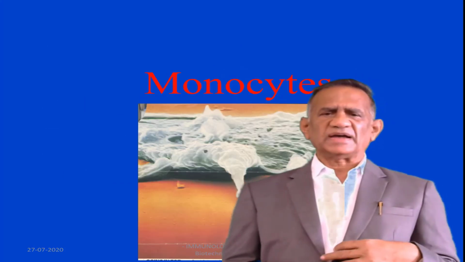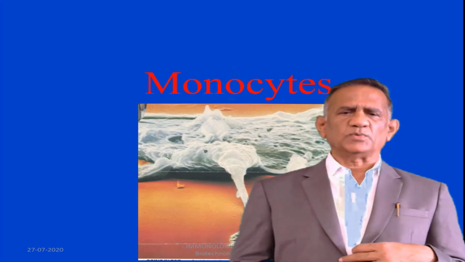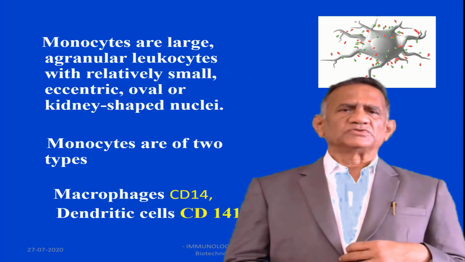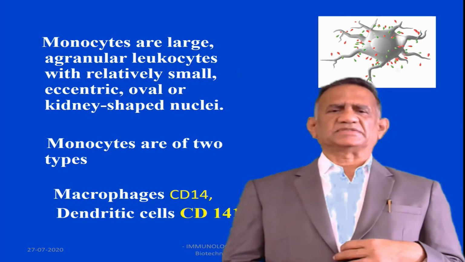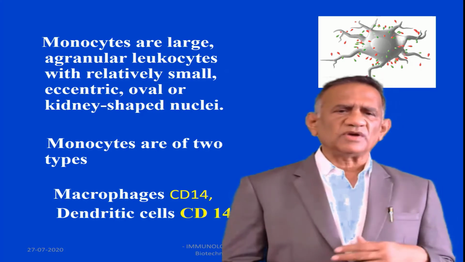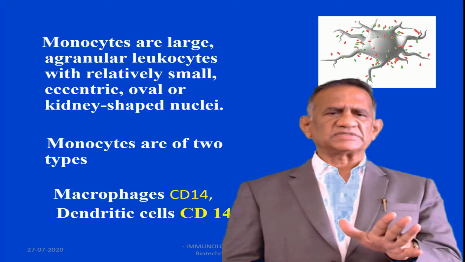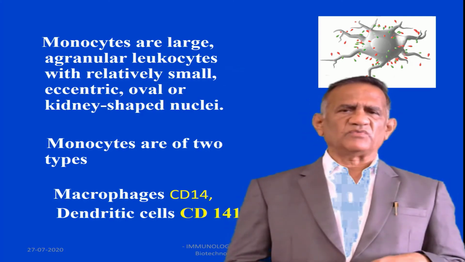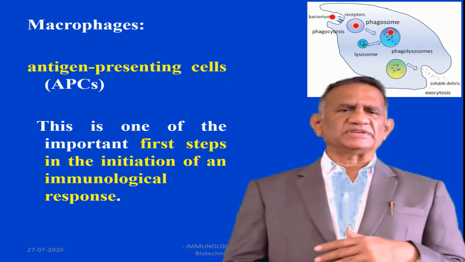So this is the monocyte chasing the bacterium through PAMPs, pathogen-associated molecular patterns, through pseudopodia. The monocytes are further classified as macrophages and dendritic cells. Out of all the cells we have seen so far, the dendritic cells are given so much prominence because they are the best antigen presenters. They have the CD141. Now, the macrophage is also one of the antigen presenting cells.